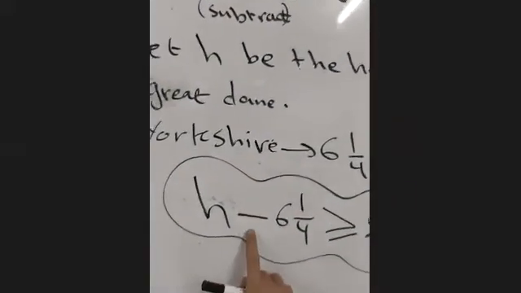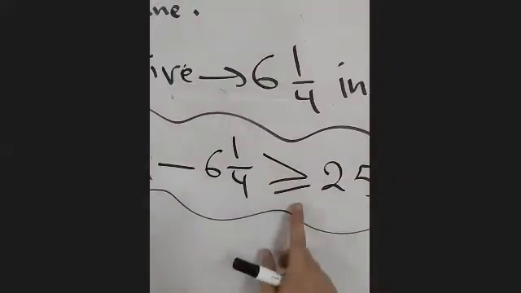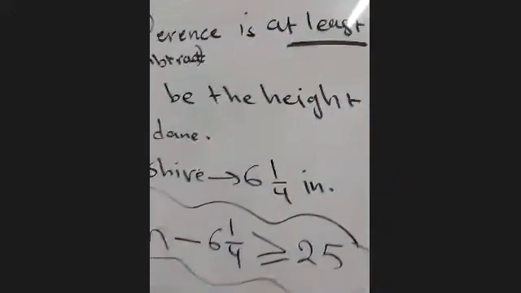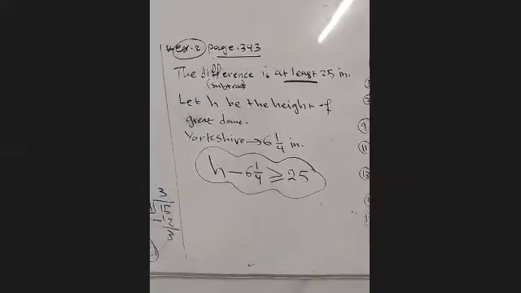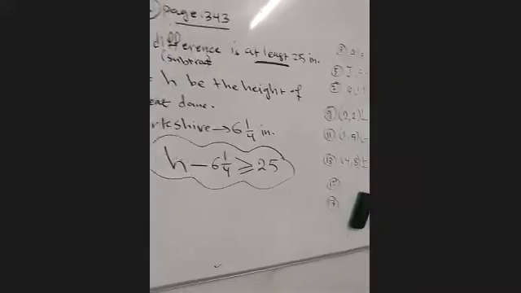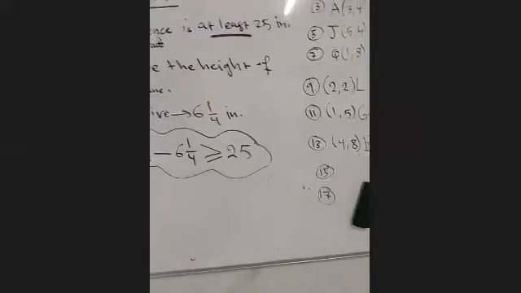Now we have keywords, guys. From where do we get the subtraction? From the word difference. From where do we get more than or equal? From the word at least. Got it? Now, how will we solve this inequality, Yusuf? We will rewrite it again. Now, let's rewrite the inequality again.